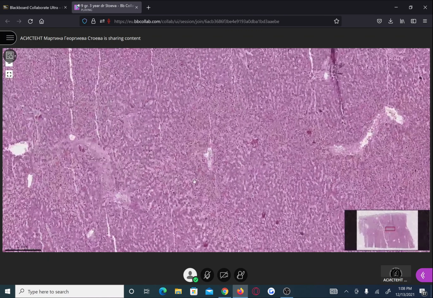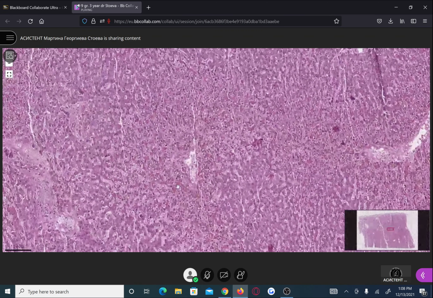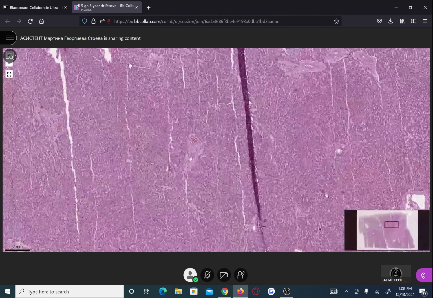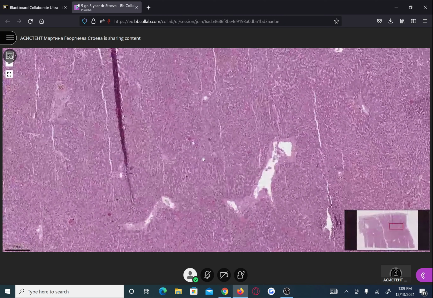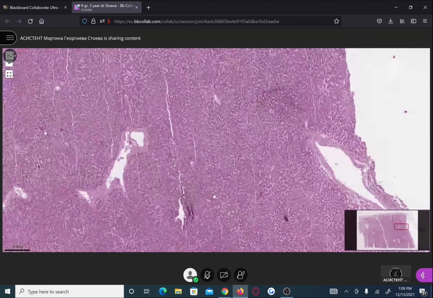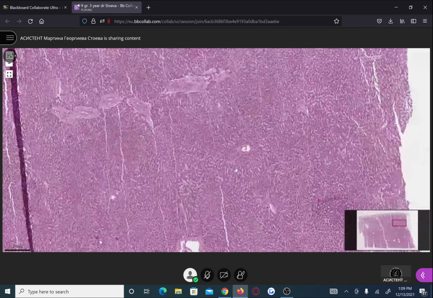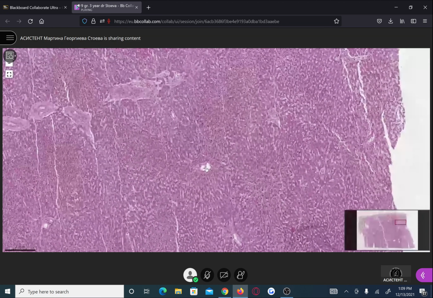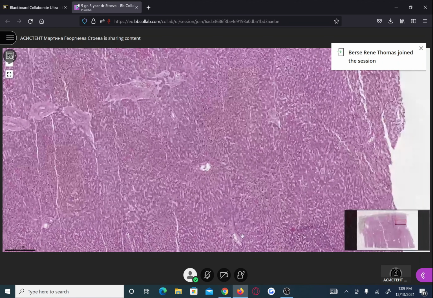And you know that the lobules are composed of a central vein surrounded by several portotriads. I'm trying to find a nice area. Here this is a central vein which is surrounded by several portotriads. So here this is one lobule.